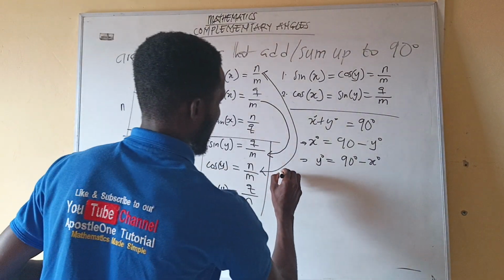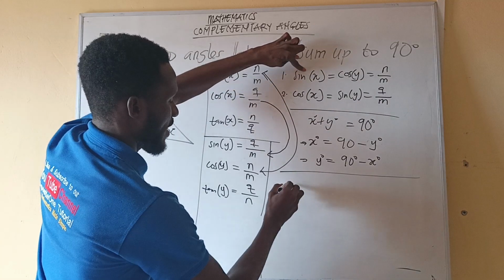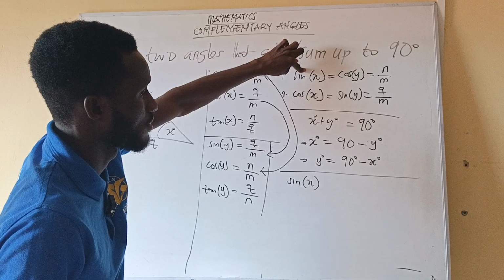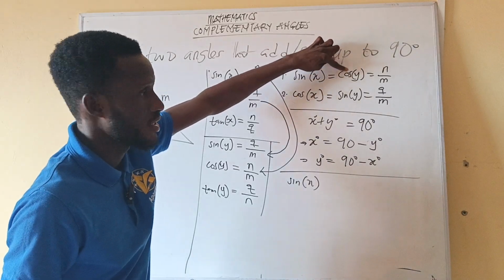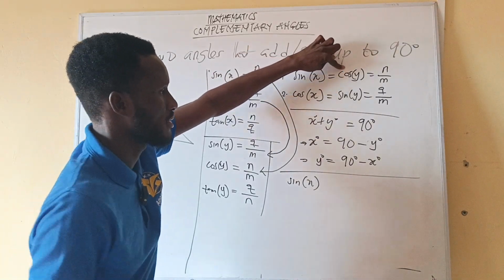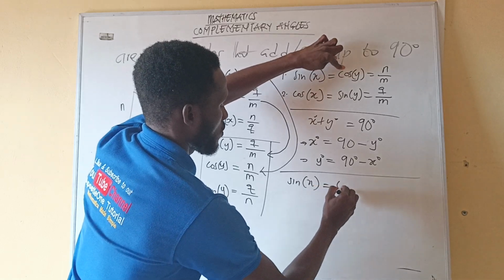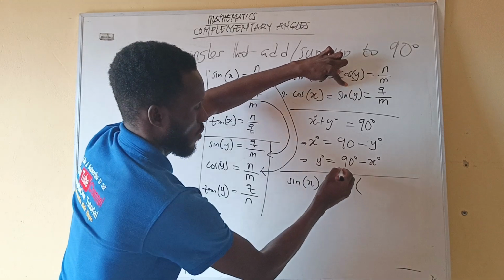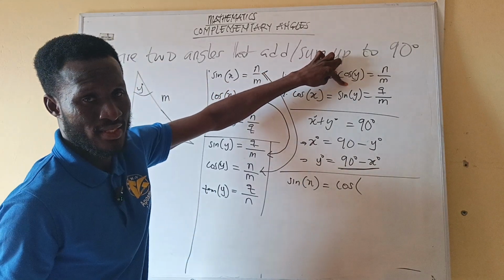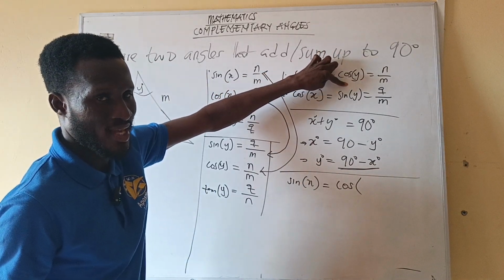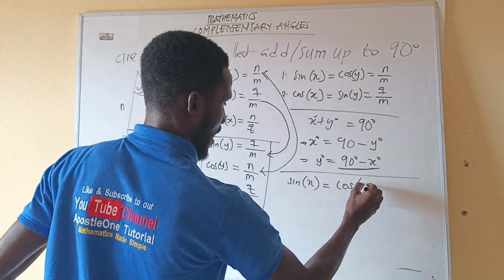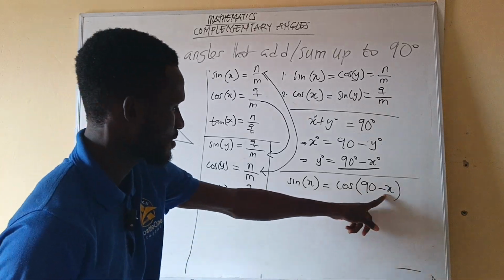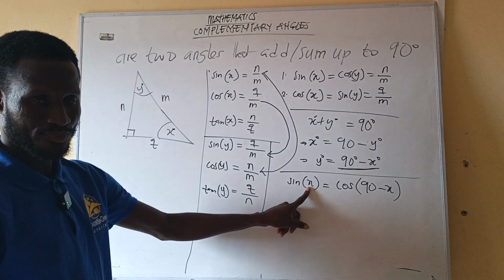Now this one means that if I have sine x and I want to change the sine to cosine, I can just write cosine of y. Now what is y? Y is the same as 90 minus x. So the y is 90 minus what? X. Now what is x? X is the one here.